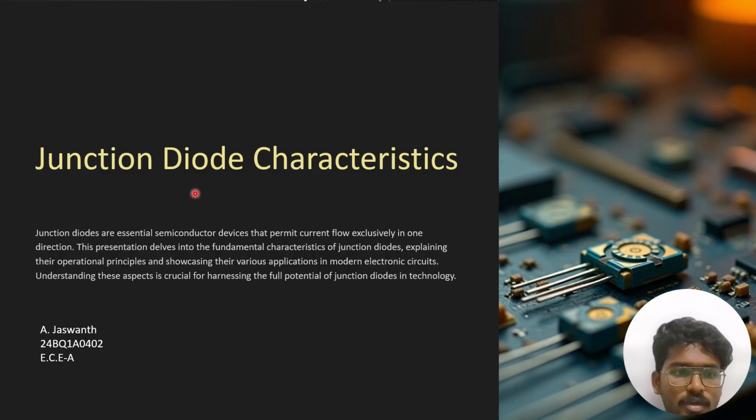What is a diode? A diode is a two-terminal electronic component that allows current to flow only in one direction. Now, junction diode. Junction diodes are formed by combining p-type and n-type semiconductors, creating the p-n junction diode.